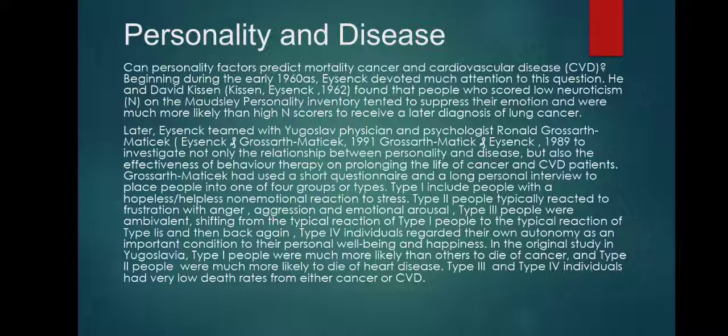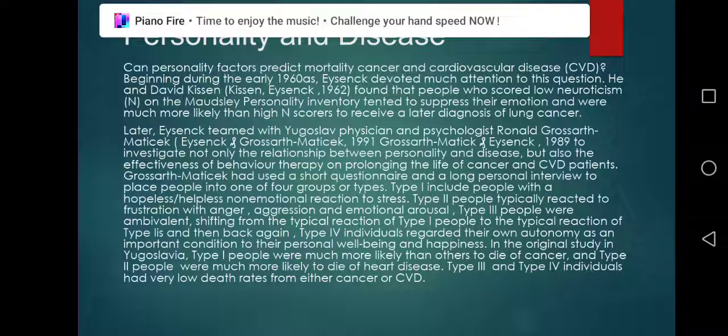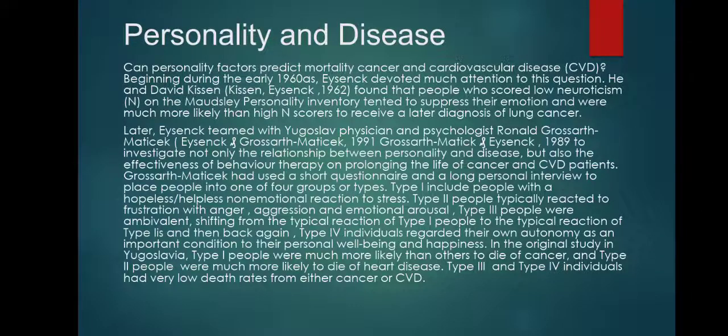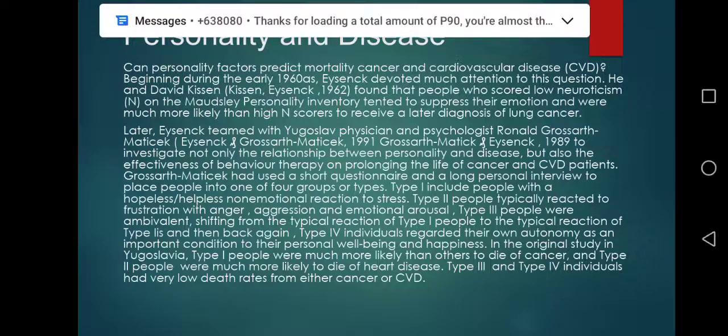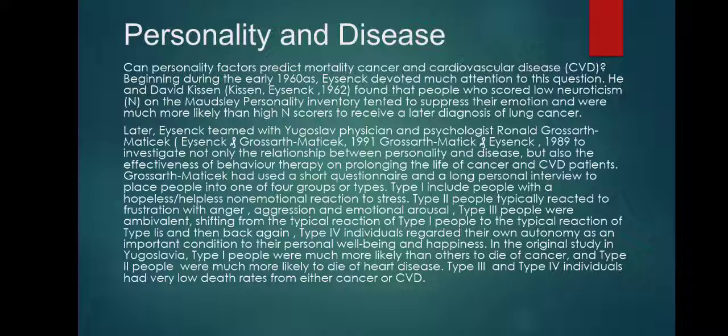Grossarth-Maticek had used a short questionnaire and a long personal interview to place people into one of four groups or types. Type 1 included people with hopeless, helpless, non-emotional reactions to stress. Type 2 people typically react to stressors with anger, aggression, and emotional arousal. Type 3 people were alternating between the typical reactions of type 1 and type 2 and then back again. Type 4 individuals regarded their own autonomy as an important condition for their personal well-being and happiness.